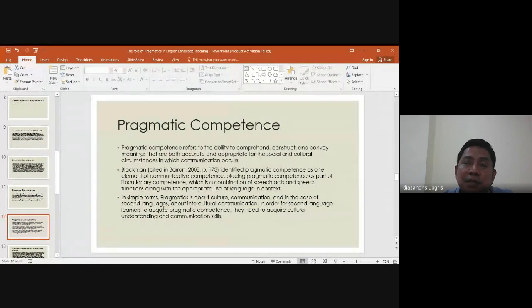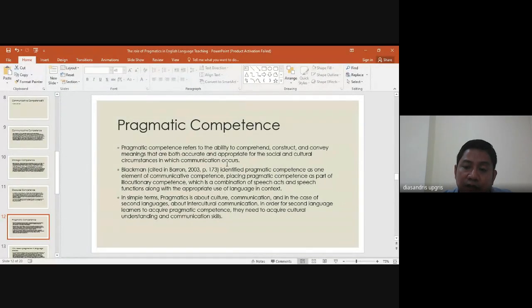Okay, in simple terms, pragmatic is about the culture, it's about the communications. In the case of second language, it's about the intercultural communications. So while we do have something like this pragmatic works, kita akan bekerja juga dengan culture, dengan communications, dengan intercultural communications. That is the pragmatics.